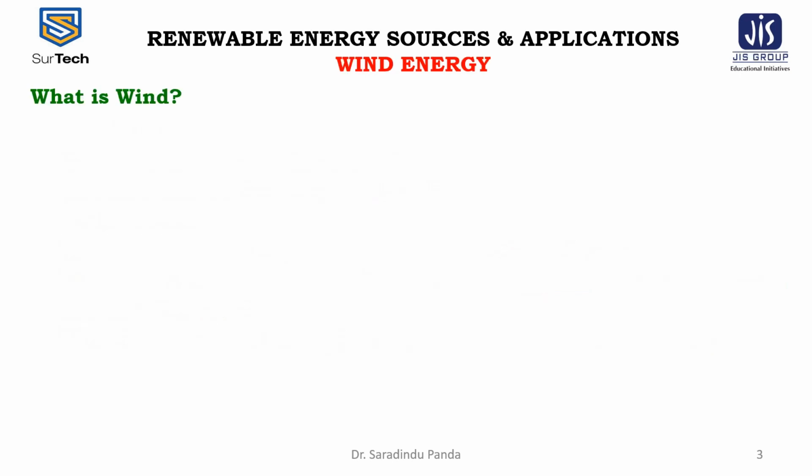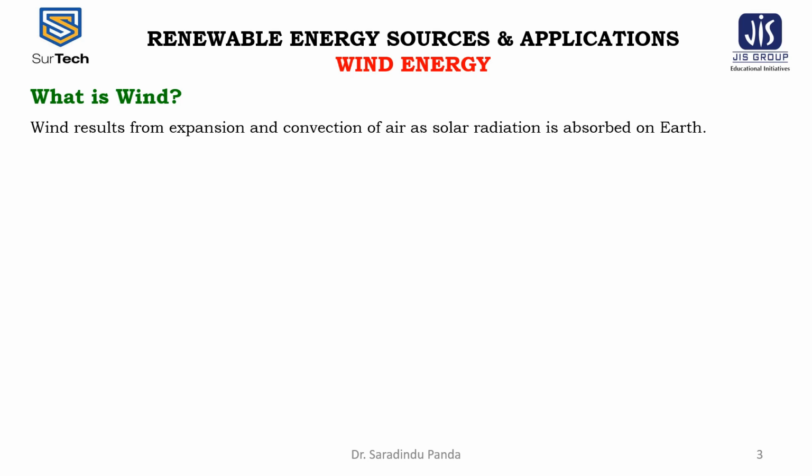Now, what is wind? The wind results from expansion and convection of air as solar radiation is absorbed on Earth. The wind is a byproduct of solar energy. Approximately 2% of the sun's energy reaching the Earth is converted into wind energy. The surface of the Earth heats and cools unevenly, creating atmospheric pressure zones that make the air flow from high to low pressure areas.